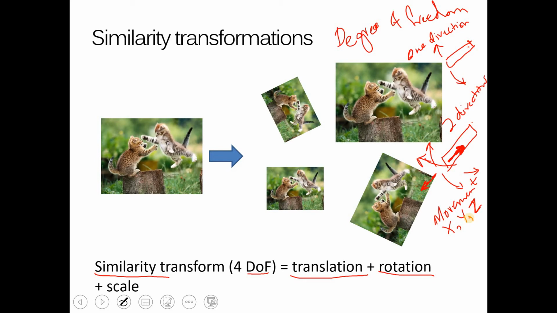There is another degree of freedom possible, which is related to angles. So this was related to movement. There is another one that is possible related to angles or rotation.